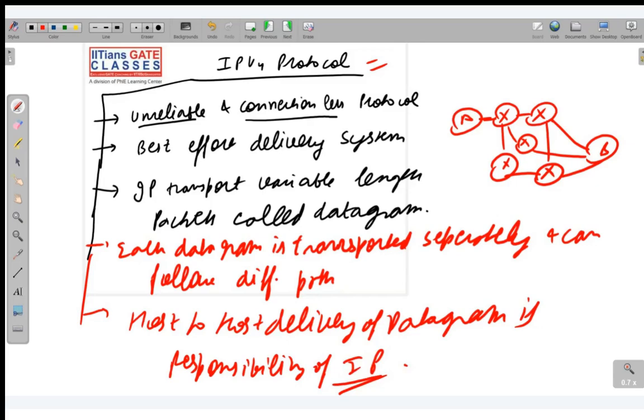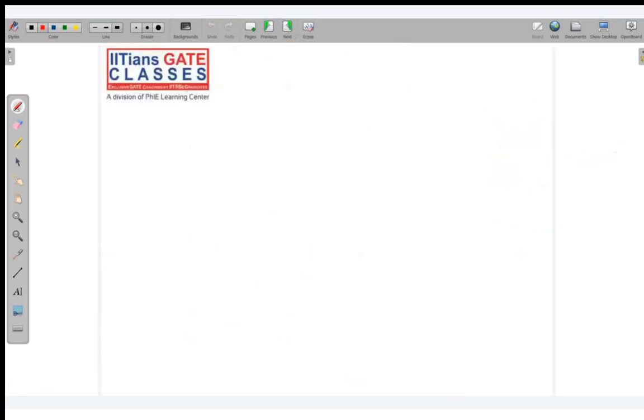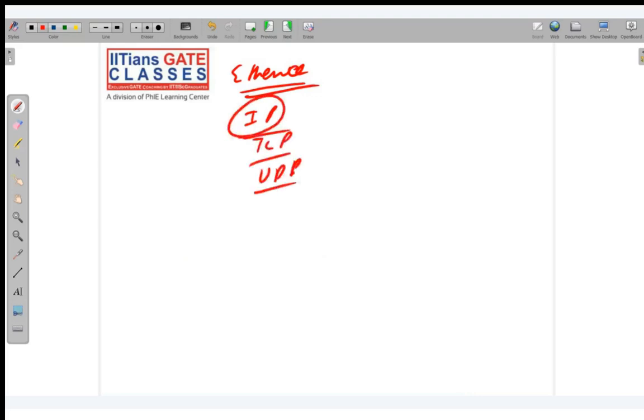Okay, so now if you try to remember, I have told you that in entire computer networks we will study 4 headers. First was the Ethernet header, second the IP header, then the TCP header and then the UDP header. So now we are going to study the IP header. It is very important. Many questions have been asked from this topic, and they will directly ask this field is of how many bytes, this field is of how many bits, what is the use of this field, and so on. There are multiple fields, let me tell you that.